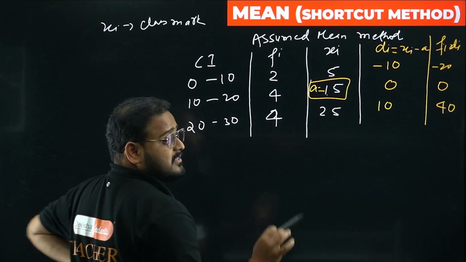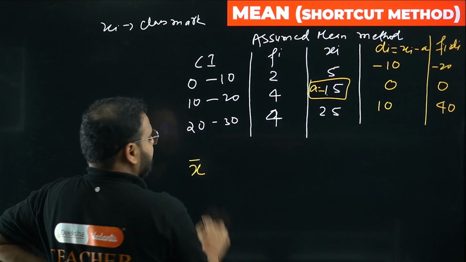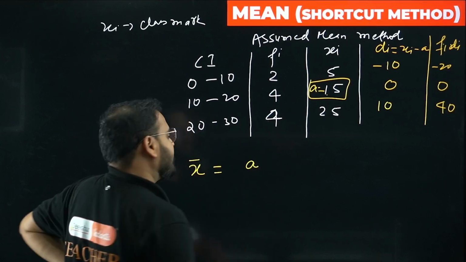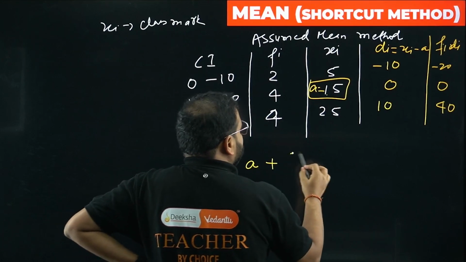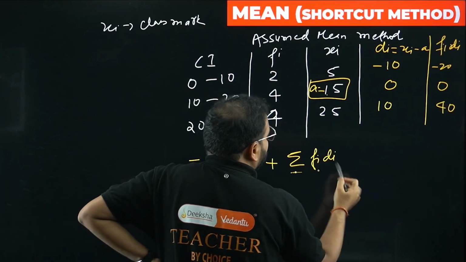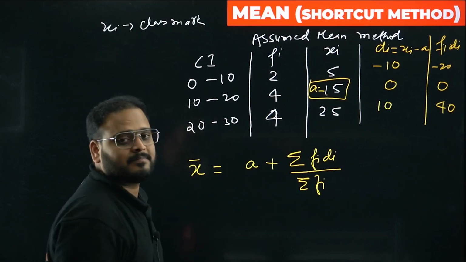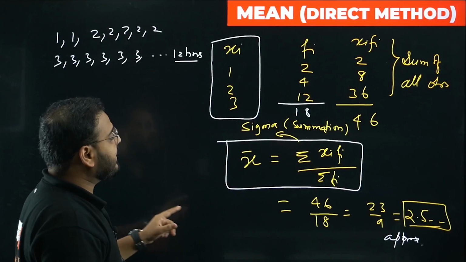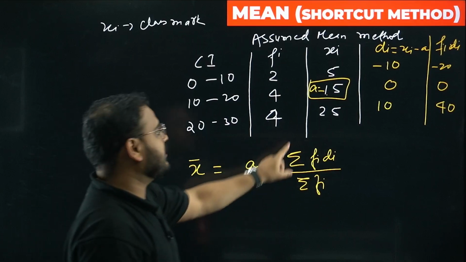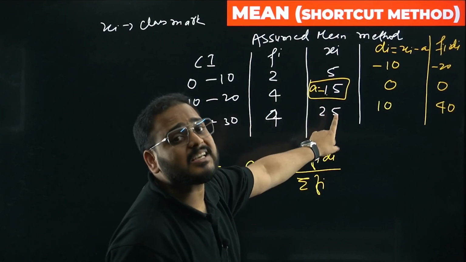The formula is, have a look. This is very important. The mean, x bar, is given by the assumed mean a, which you write first, plus summation of fi di upon sigma fi. In the previous method, we had only sigma fi xi by sigma fi. In this case, we are adding the assumed mean a. What was the a value? I can take any middle value in my class mark column.